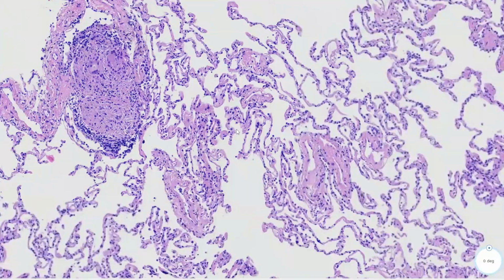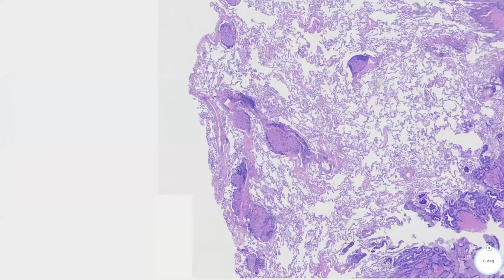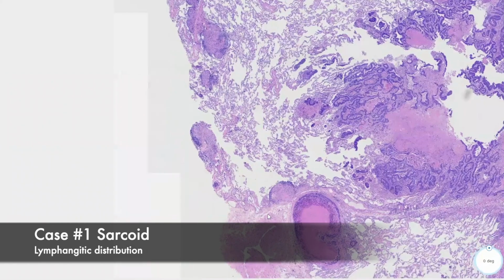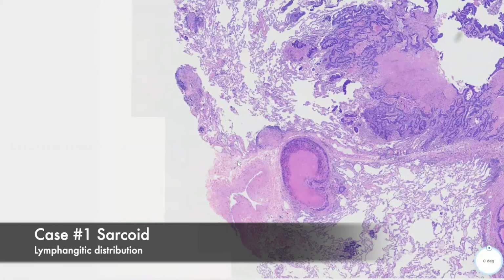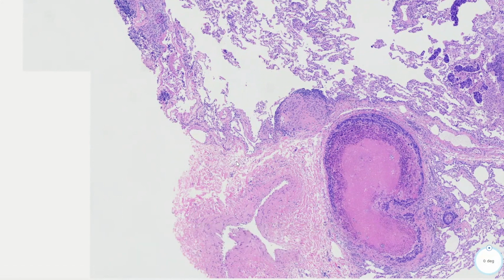The other important thing to notice is the distribution of these granulomas. As I go to lower power here, you can see them tracking along the interlobular septa. You can also see them associated with the bronchovascular bundles. We don't have good pleura in this section, but you'd also see them tracking along the pleura. This combination of involving the bronchovascular bundles, interlobular septa, and subpleura is consistent with a lymphangitic distribution. So putting this together, these features are most consistent with sarcoidosis.